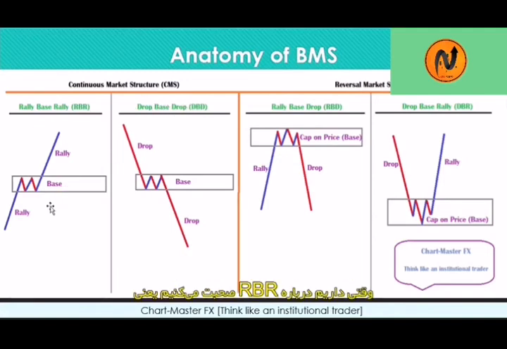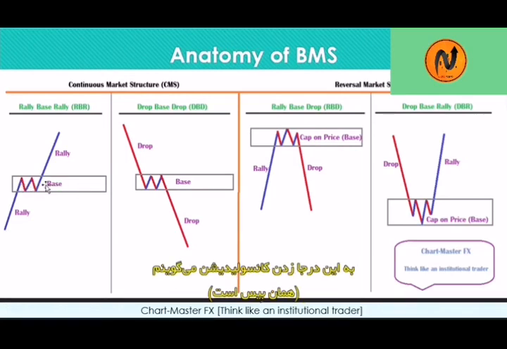When we talk about a rally base, we are saying that the price is coming from this side and it makes a rally. This is what we call a rally. A rally is simply an upward movement of price. So price made a rally here and it came to this area. It started to do some form of consolidation.